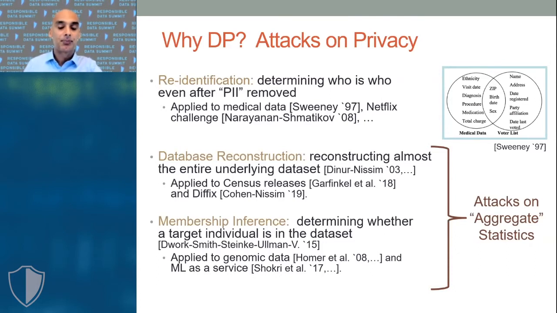Another example is a membership inference attack, where an adversary can determine with high statistical confidence whether someone is in a sensitive data set or a subset of it. The possibility of such attacks led the NIH to take down some of the genetic statistics it was making available online.